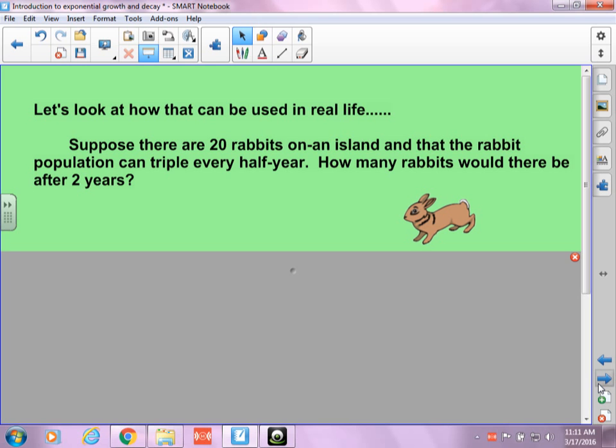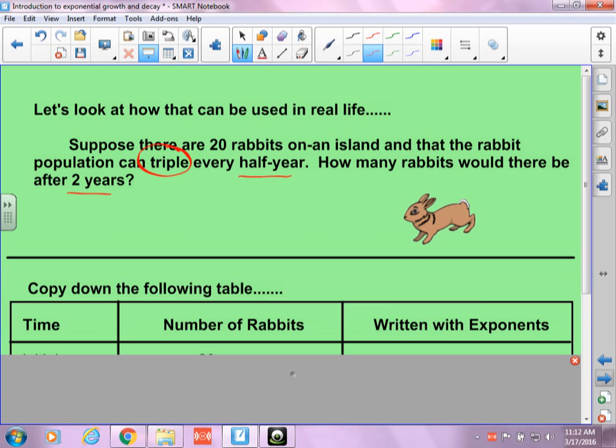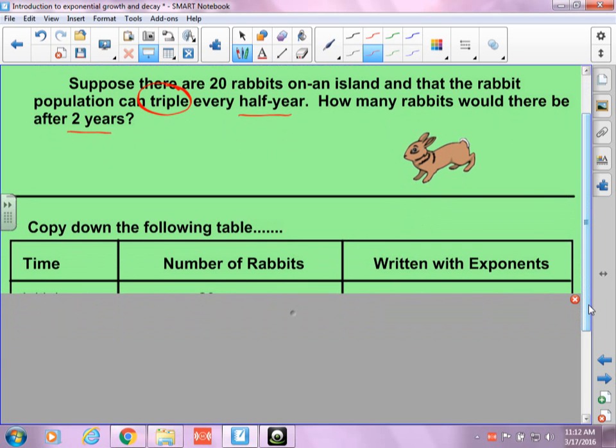So let's suppose we start with 20 rabbits and they're on an island. Okay, and none of them die. They're all healthy animals. And I know that it triples every half year. I want to know how many rabbits there are going to be after 2 years. So I'm going to make a table. Now you're going to do this in your homework, so you want to pay attention.